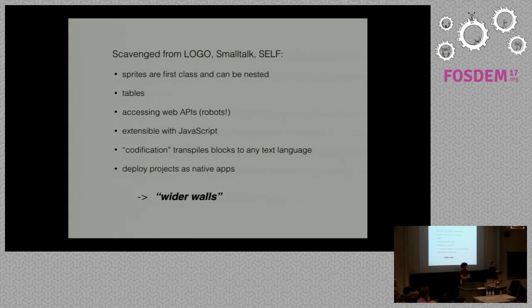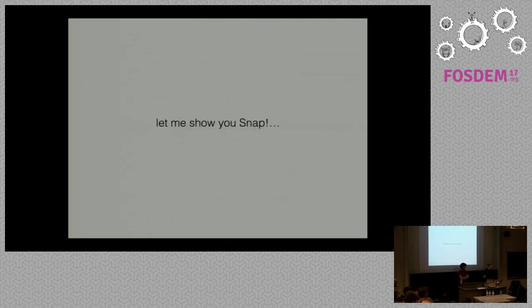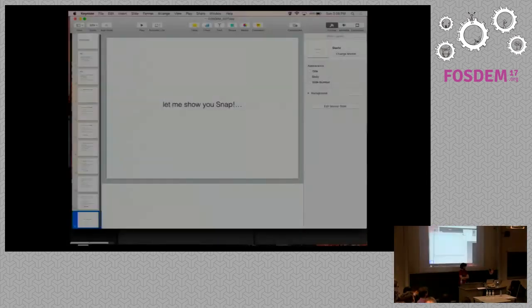And this is basically what we call wider walls. So these are the three dimensions that we're talking about. Low floor, low entry, no ceiling, so you can stick to Snap and do your PhD in Snap. But there's also a wide variety of things, and there's usually more than one way to do one thing. So we're very encouraging people not just to think this is the right way you can do it, but there are different ways and they should all work. So, oh yeah, let me show you.